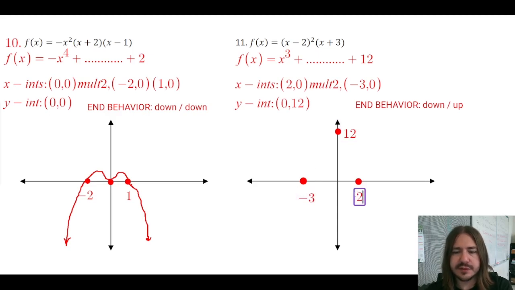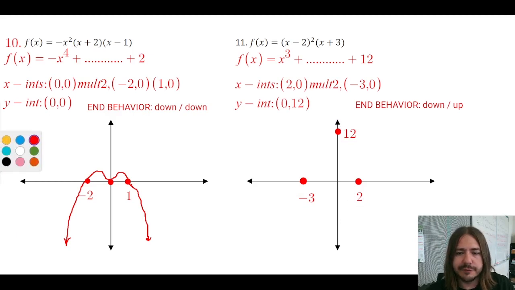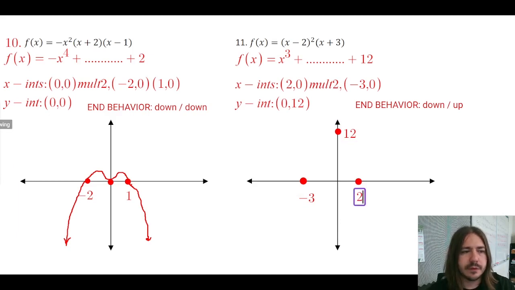Going to label these, and let's go ahead and sketch our graph. It's going to go down, up, so I'm going to go to those outermost zeros, and I'm going to go down to the left, up to the right. Okay, I'm bouncing on 2, but not at negative 3, so I'm going to go up.